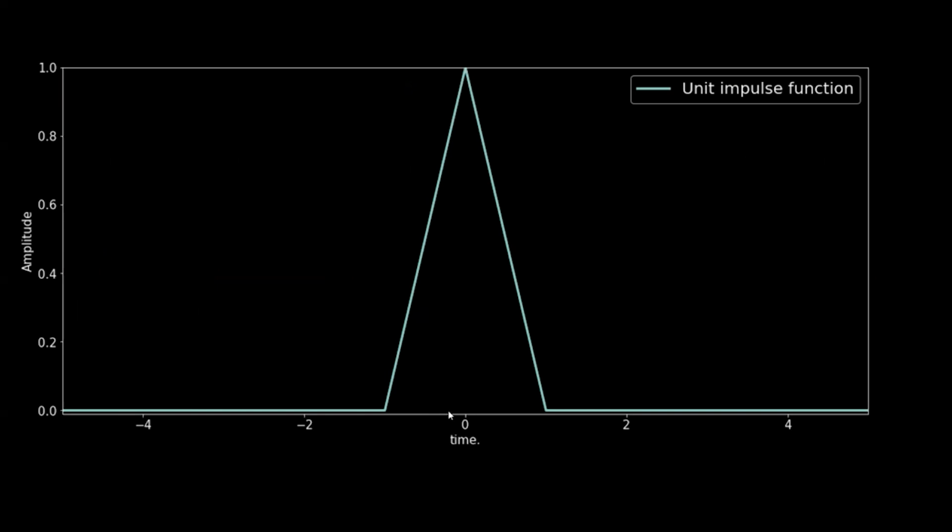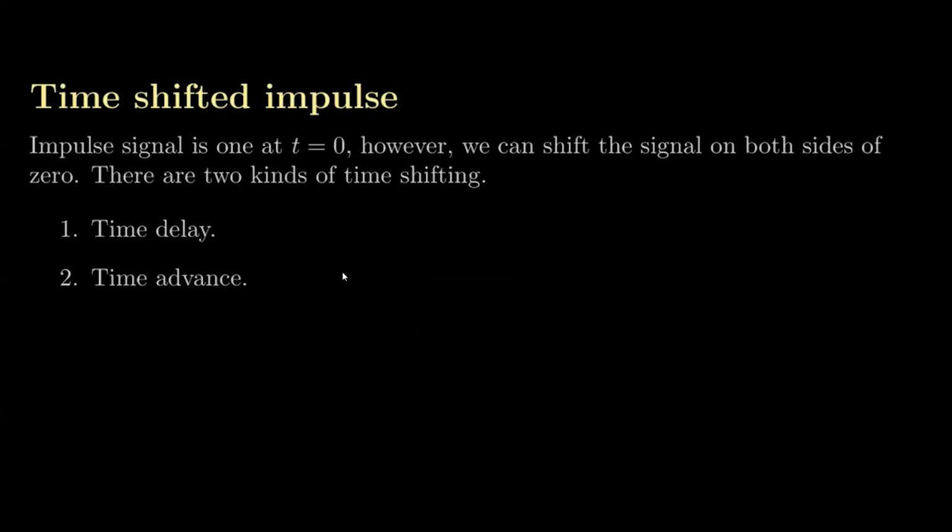The unit impulse signal is a very important concept because it forms the basis for many other signals and is used in analyzing and testing systems in signal processing. Since this is a continuous time signal, it has no breaks or discontinuities. Now, let us discuss time shifting of the impulse signal. We know that the impulse normally exists at t equal to 0, but we can shift it along the time axis. This means that the signal can be delayed or advanced.